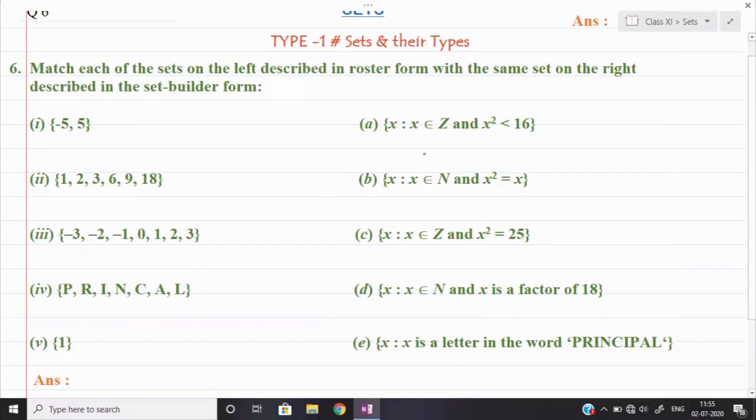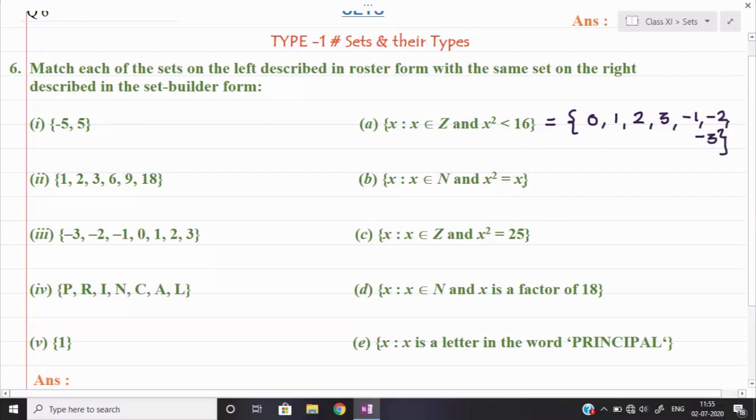See, the first set is given here. I will write the set builder form into roster form. So x belongs to Z, means x is an integer, and the square of x will be less than or equal to 16. So this set's answer can be, I think, first 0, then 1, 2 and then 3, and along with that negative values also can come, minus 1, minus 2 and then minus 3, because integers are given to us. All these numbers, if you square them, will come less than or equal to 16.